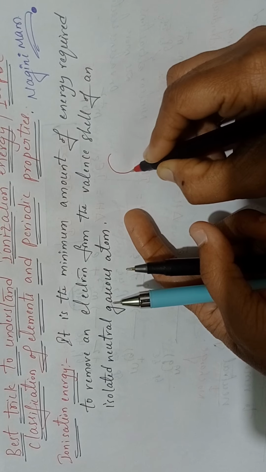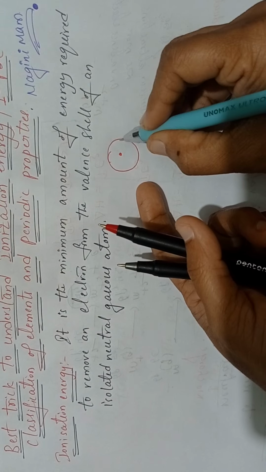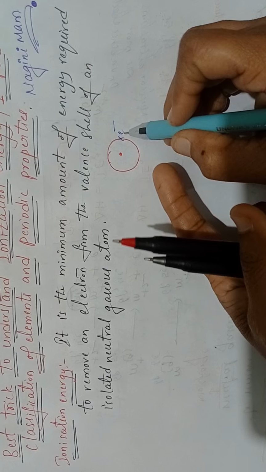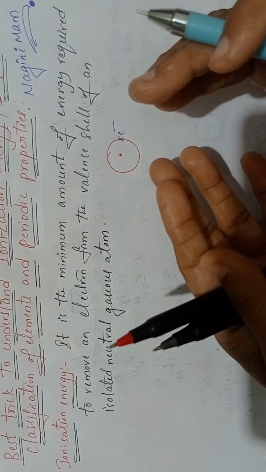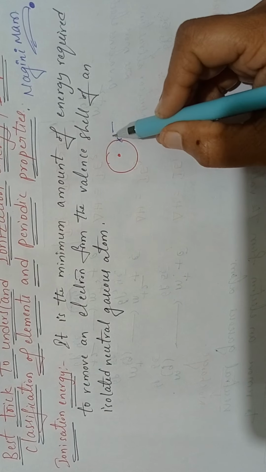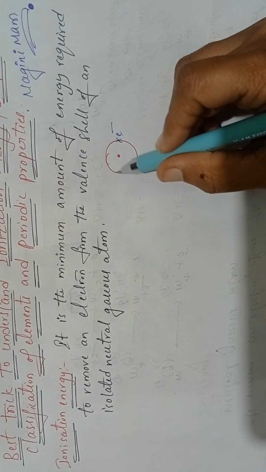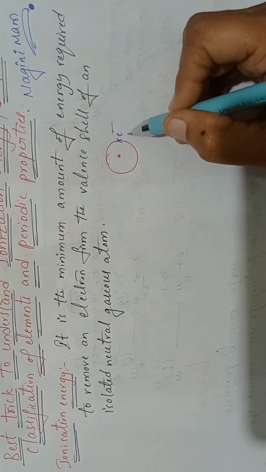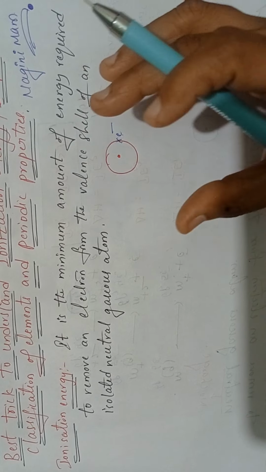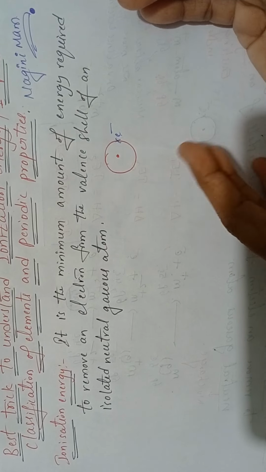Now see here, suppose this is the atom, this is the nucleus, this is the valence shell. Suppose an electron is here. To remove this electron, how much energy we have to supply? That is called ionization energy. To remove this electron from the valence shell of an atom, how much energy is required? That is called ionization energy. Are you clear?